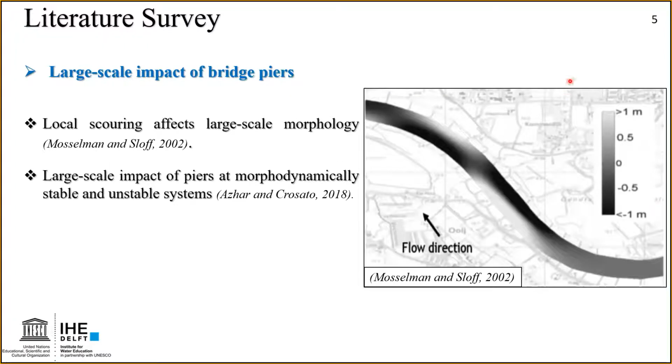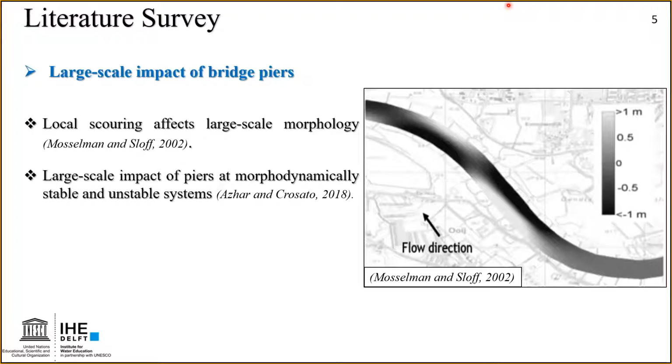About the large scale impact, Musliman and Kislov proved that the local scouring affects the large scale morphology, as the local scouring alters the flow structure in its vicinity, and this affects the morphology on the macro scale in the river reach. Azhar and Kulsat also have a very interesting research related to large scale impact of bridge piers at morphodynamically stable and unstable system.